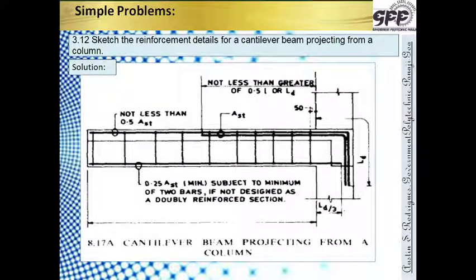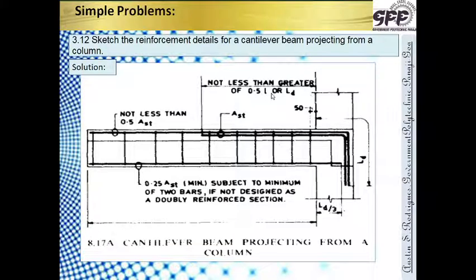Coming to the next one, sketch the reinforcement details for a cantilever beam projecting from a column. So the solution goes like this. There is a column over here. That's the column. That's the cantilever beam. Whatever is the steel required, we obviously understand that the steel required at the free end is less, and at the support the steel required is more. So you can see two different layers of bars shown over here, but at the support the distance from the face to here should be equal to LD.